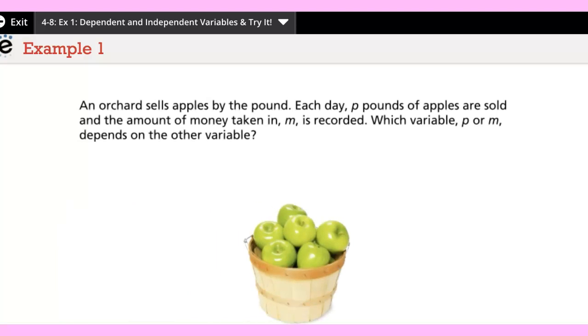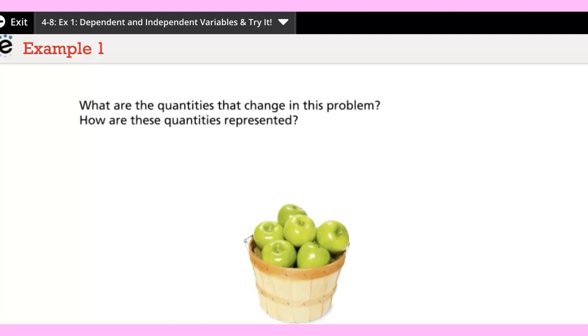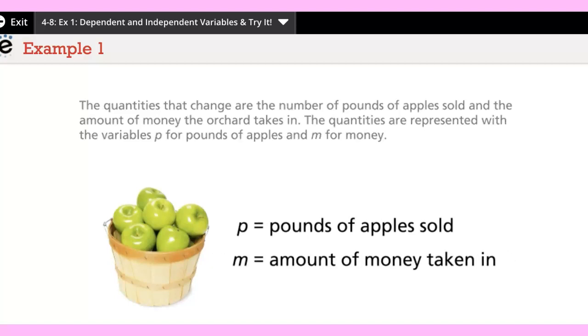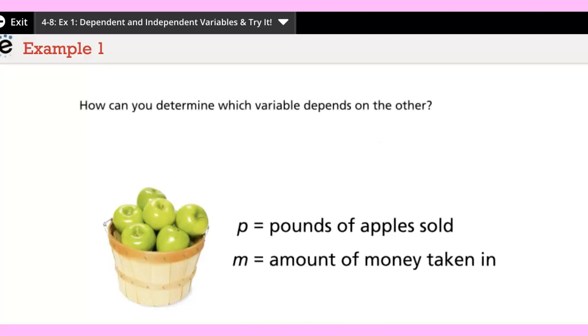An orchard sells apples by the pound. Each day, P pounds of apples are sold, and the amount of money taken in, M, is recorded. Which variable, P or M, depends on the other variable? What are the quantities that change in this problem? How are these quantities represented? The quantities that change are the number of pounds of apples sold and the amount of money the orchard takes in. The quantities are represented with the variables P for pounds of apples and M for money. How can you determine which variable depends on the other?